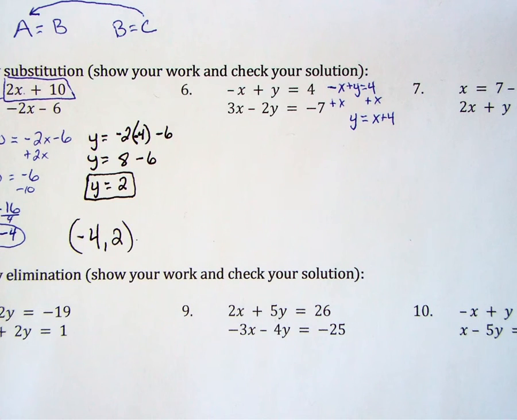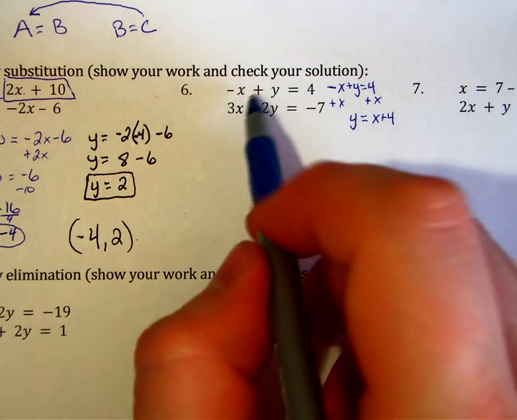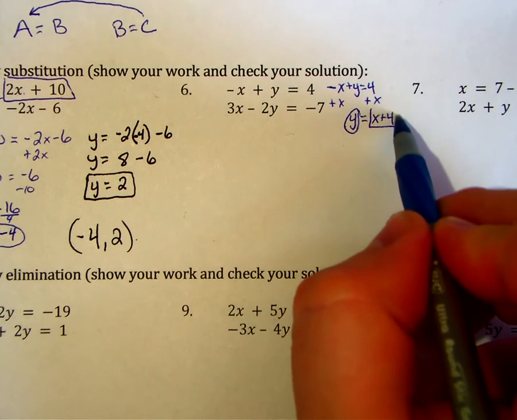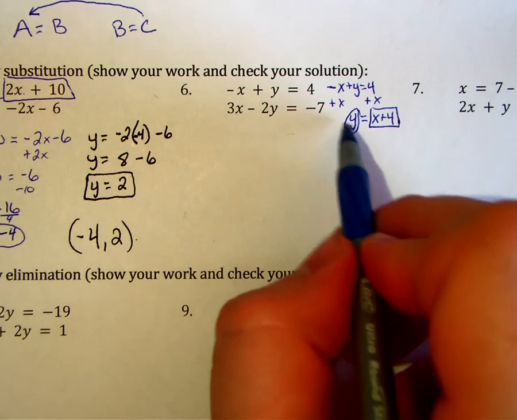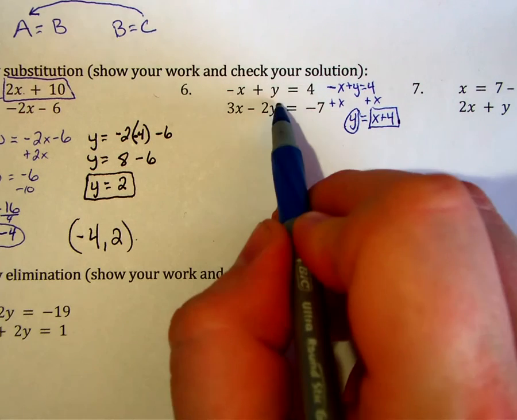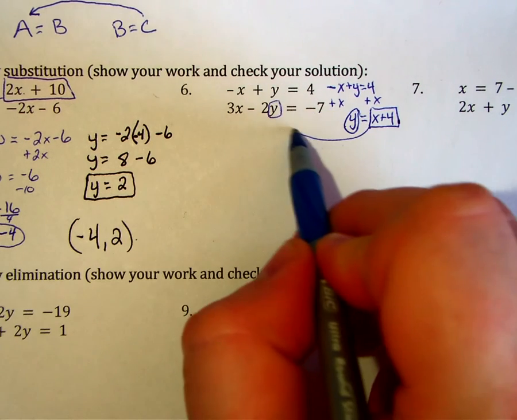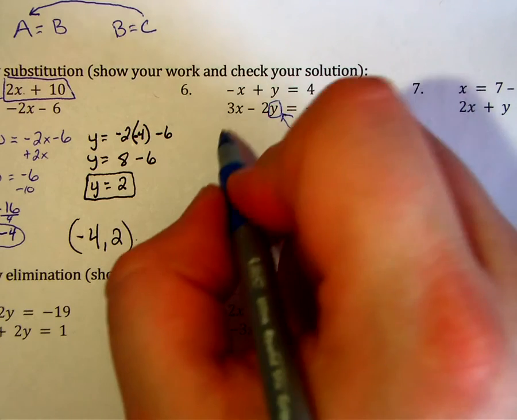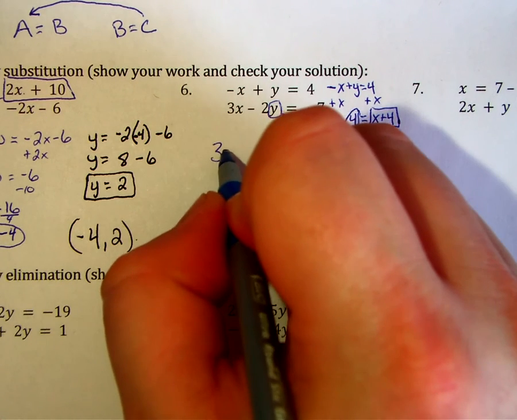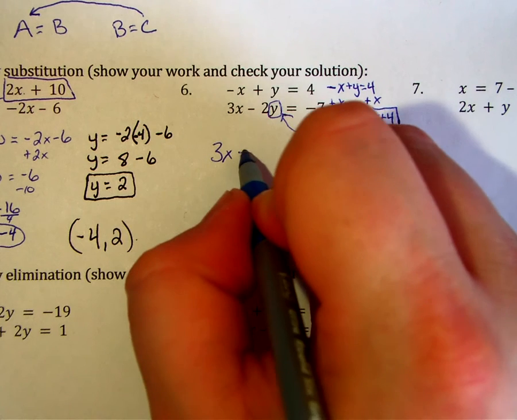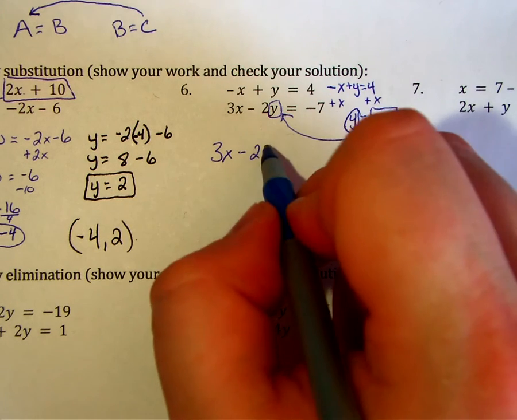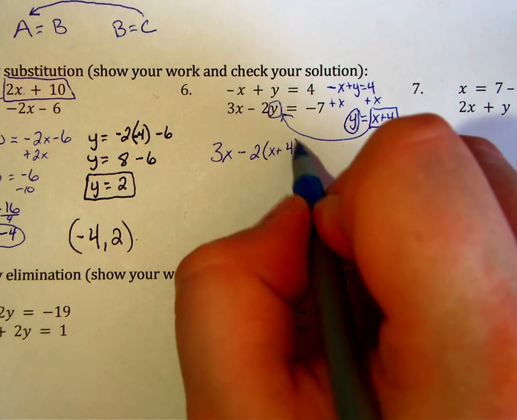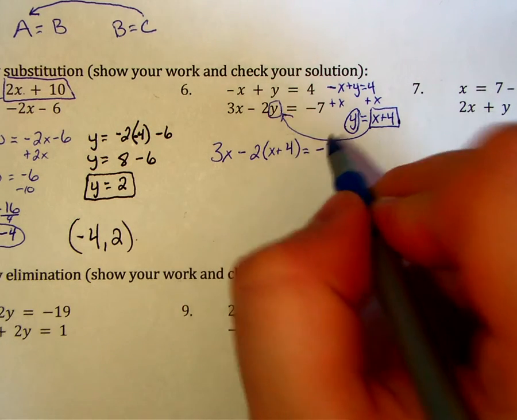Well, now we can apply our substitution method. We have a y as our isolated variable being equal to x plus 4. We're going to plug that in for y right here. So we rewrite our bottom equation. 3x minus 2 times my y value, which we just said was x plus 4, equals negative 7.